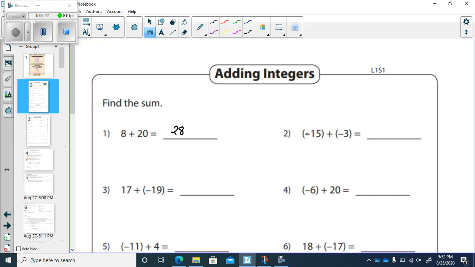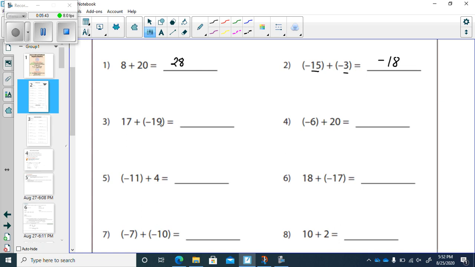If we're adding, and the numbers have the same sign, I simply add the two digits, 15 and 3, which gives me 18. And I use the negative sign because that's the sign I've got here. I'm starting at negative 15. I'm going back 3 on my number line.